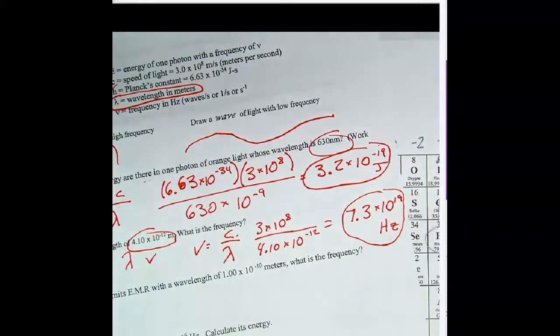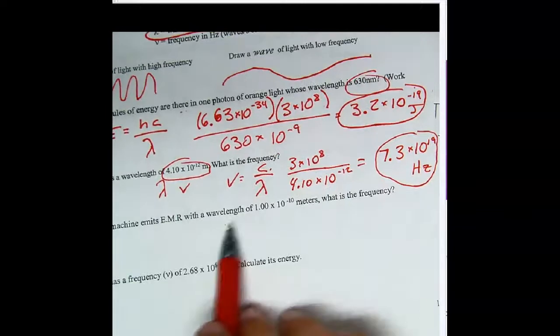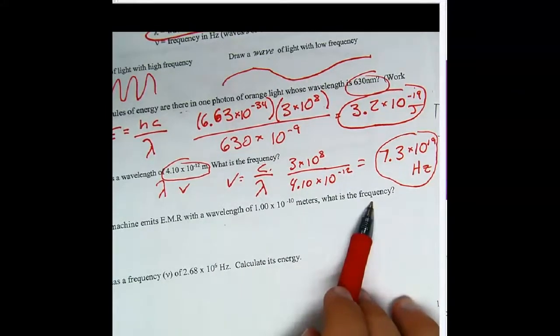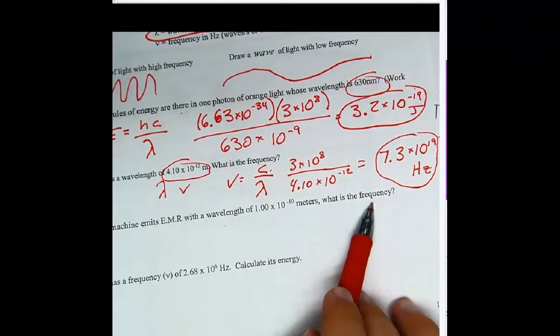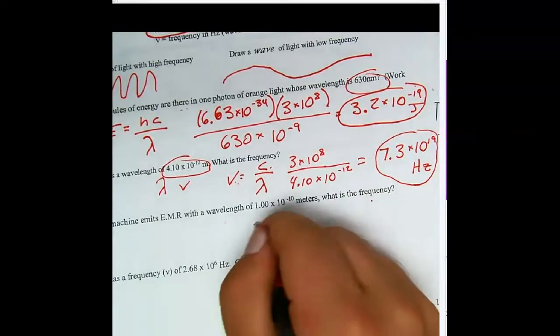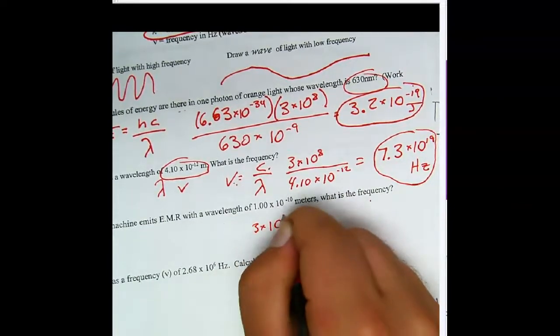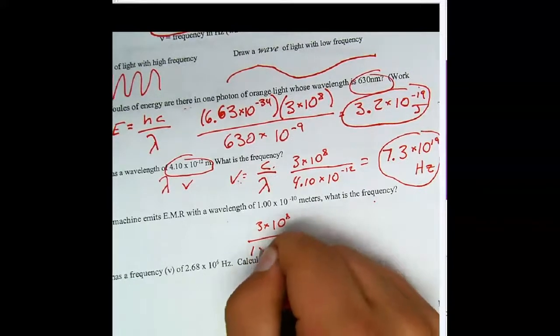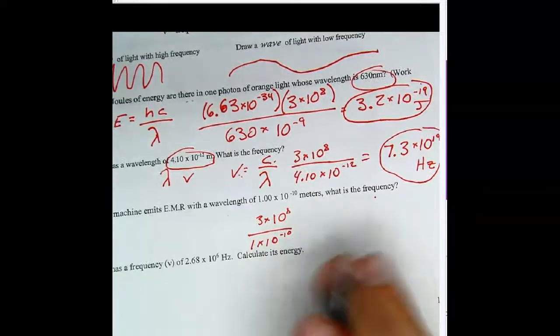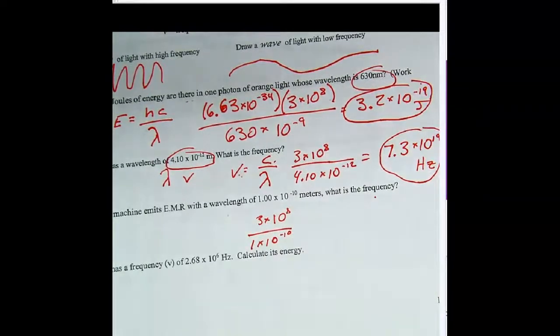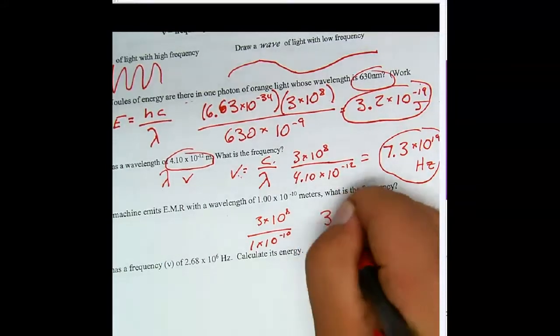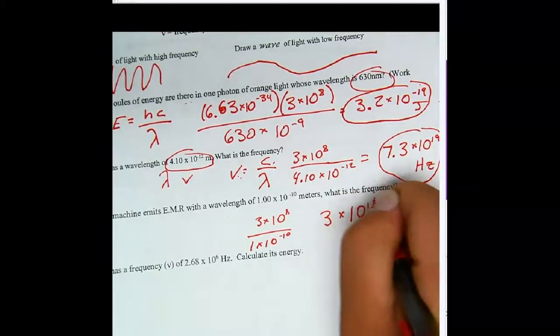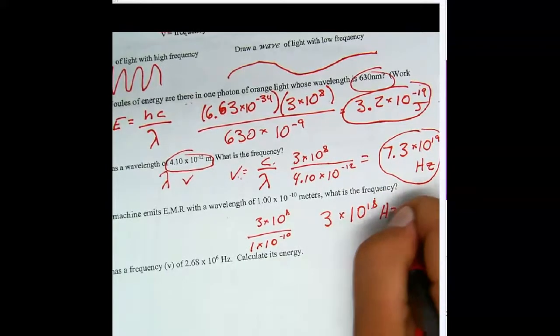Okay, next one, I have wavelength and frequency again. So I use the exact same equation. 3 times 10 to the 8th over 1 times 10 to the negative 10th. I got 3 times 10 to the 18th. And once again, that is hertz.